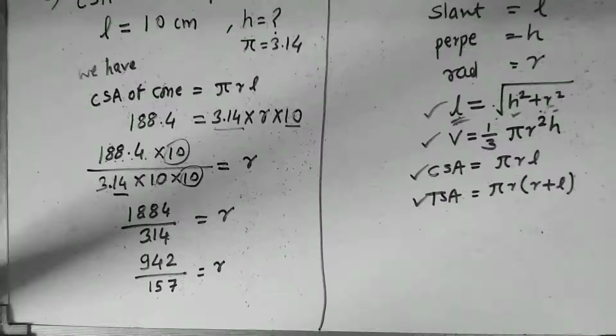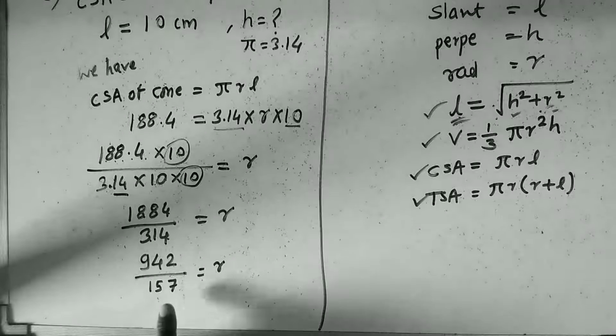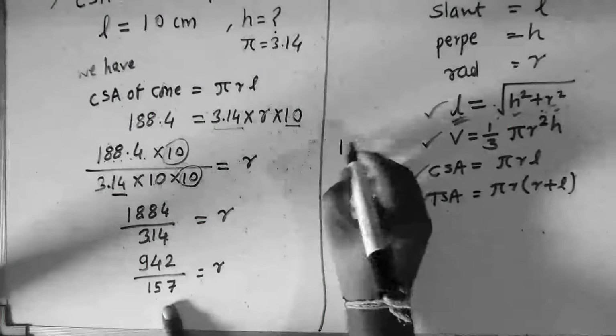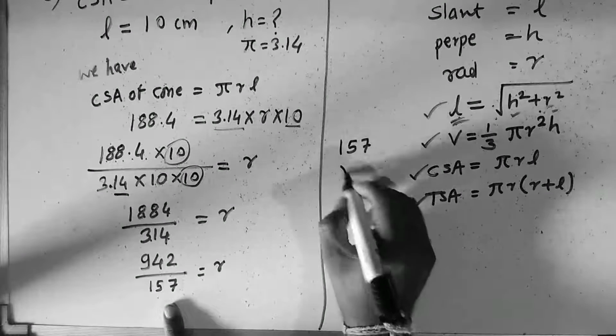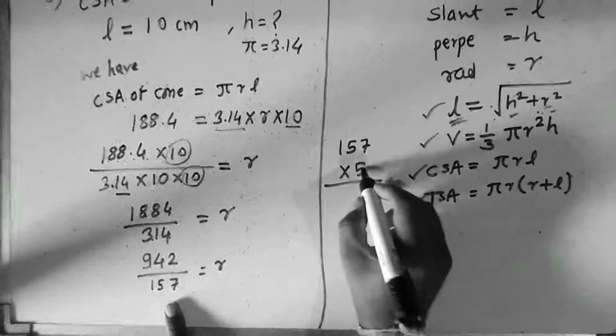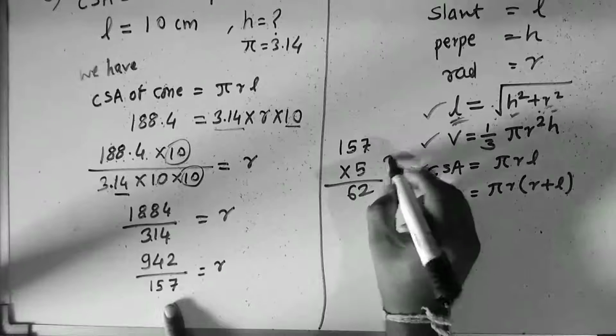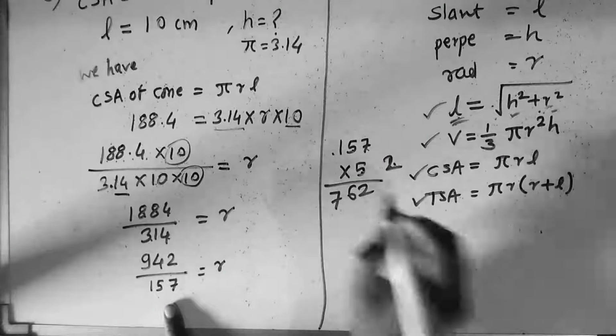Now students, what can we do here? So now I have to write the table of 157. Yes, this is the only way. So I am going to write 157 multiplied by 5. If I do it by 5, what will happen? 5 7s are 35, carry 3, 5 5s are 25 plus 3, 28, carry 2, 5 1s are 5 plus 2, 7, 785.